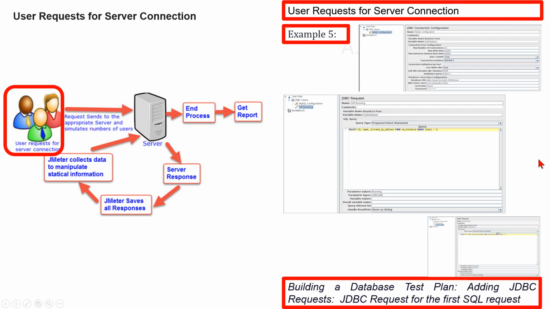Begin by selecting JDBC users element. Click your right mouse button to get the add menu and then select add, then config element, then JDBC connection configuration, then select this new element to view its control panel. You can see the figure here. That is the JDBC configuration. Set up the following fields. This assumes we will be using a MySQL database called cloud.